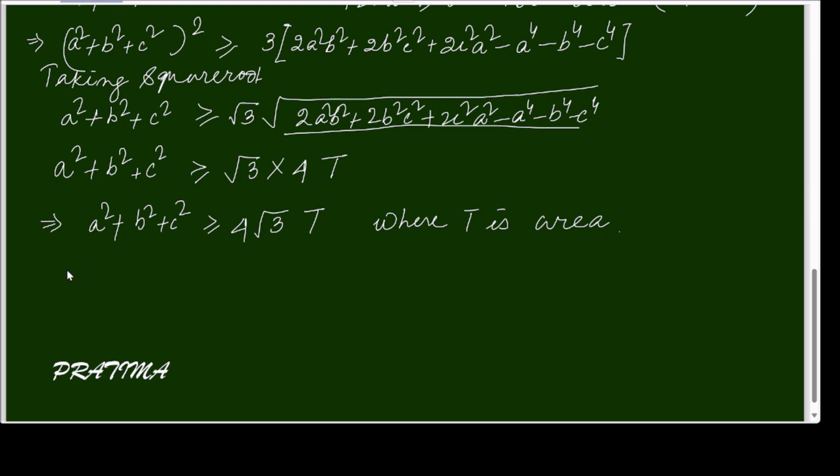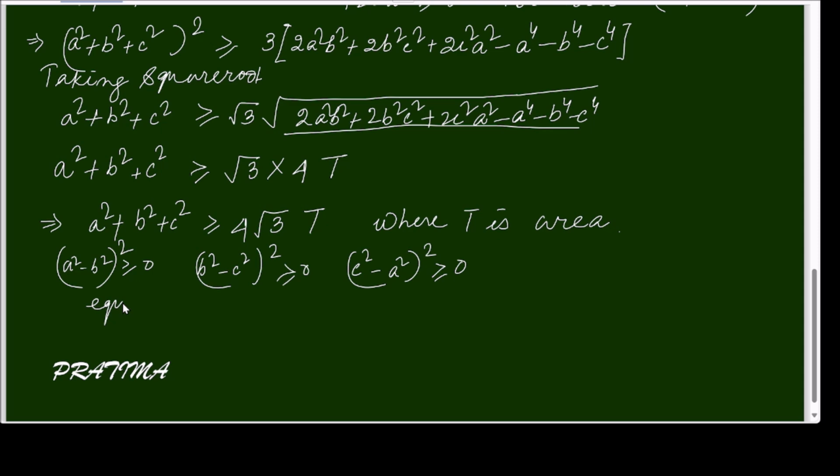I have started from a square minus b square, whole square, is greater than or equal to 0. So b square minus c square, whole square, is greater than or equal to 0. And c square minus a square, whole square, is greater than or equal to 0. I started from this expression. That means this equality holds good when a is equal to b is equal to c, or it is an equilateral triangle. Thank you.